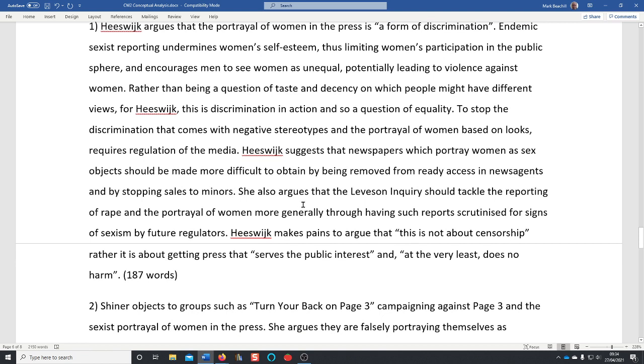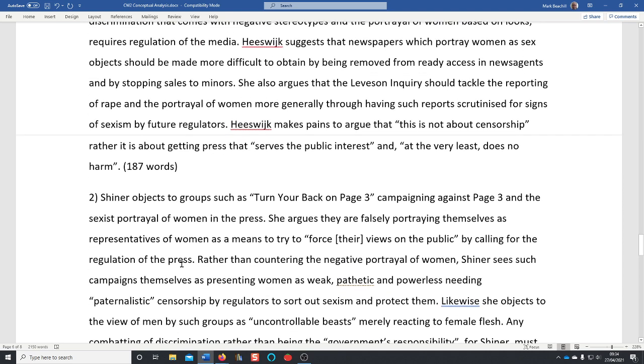She also argues that the Leveson inquiry into press standards should tackle the reporting of rape and the portrayal of women more generally through having such reports scrutinised for signs of sexism by future regulators. Heeswijk makes pains to argue that, quote, this is not about censorship, rather it is about getting a press that, quote, serves the public interest and, quote, at the very least does no harm.